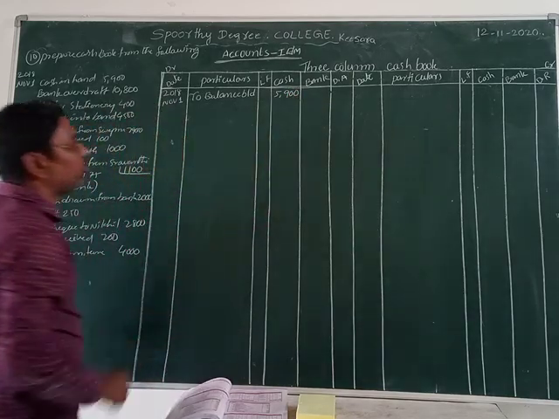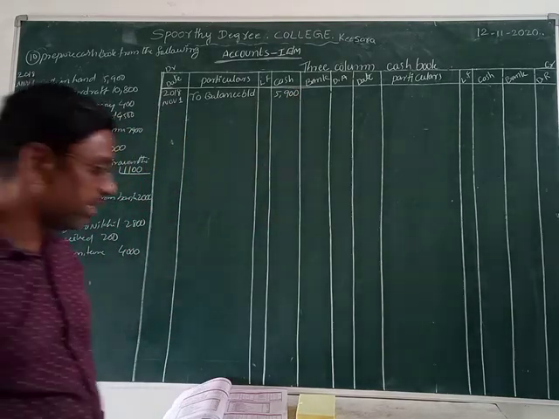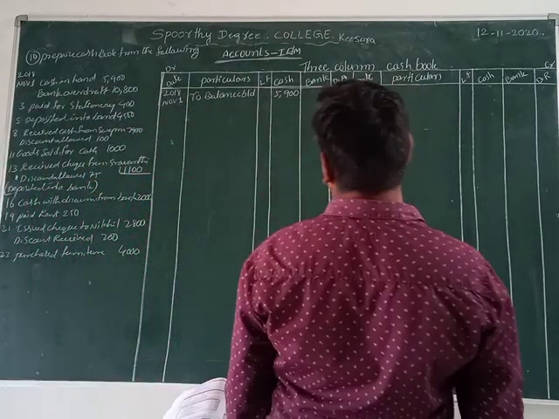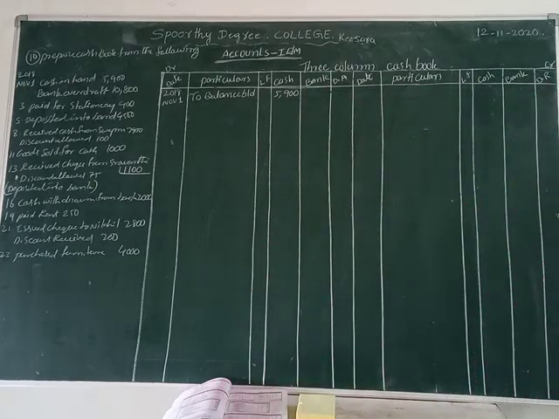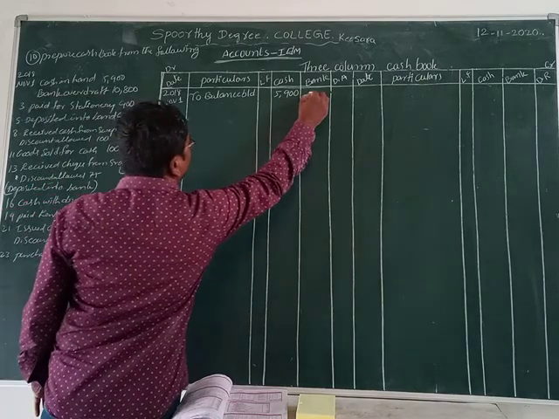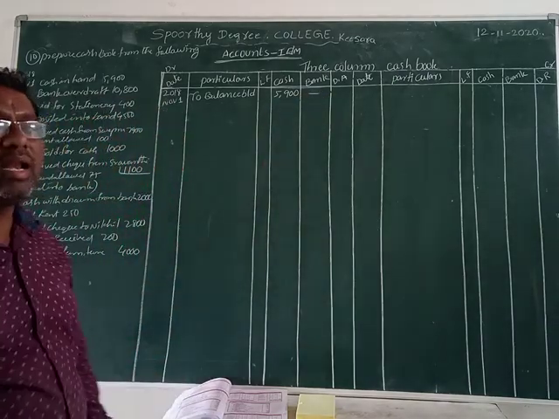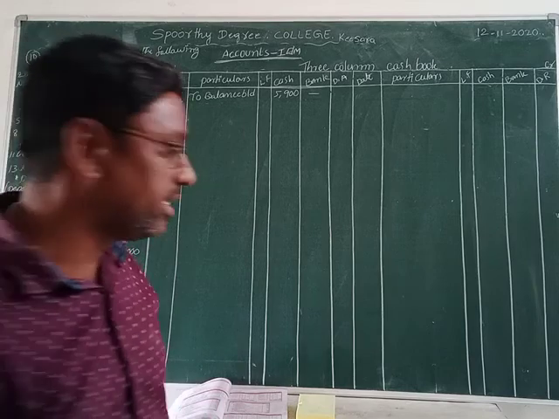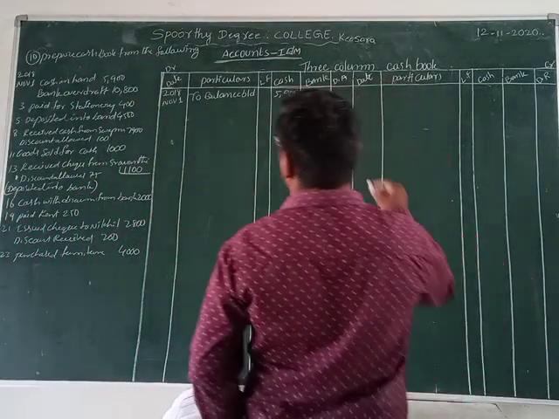5,900 rupees. That amount is 5,900. So once again we can record balance brought down on the credit side. Why? Because the bank has no opening balance on the debit side. Opening balance is on which side? Credit side is there. So that's why we can record it on the credit side.